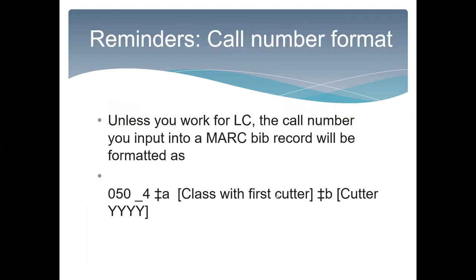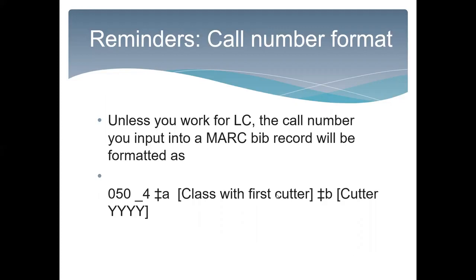Just as a couple of reminders and to review some of the things we've talked about thus far, unless you work for the Library of Congress, the call number you input into a marked bibliographic record will be formatted as an 050 second indicator 4, and that says that's an LC formatted call number input by a member institution. So that means it's input by any of us following the Library of Congress classification rules and guidelines, which is what we're doing. And in that, the subfield A, that is where our class goes.